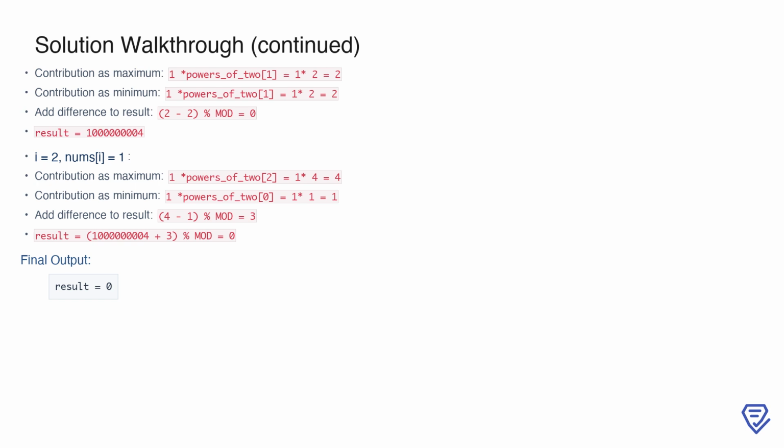Adding this to the current result gives 1,000,000,004 plus 3, mod 10 to the power of 9 plus 7, which simplifies to 0. Thus, the final output for this example is 0.